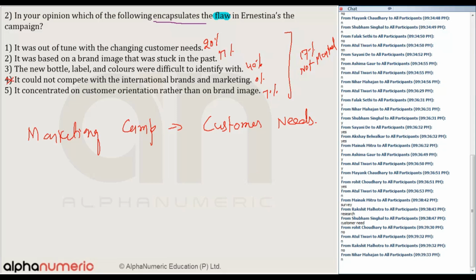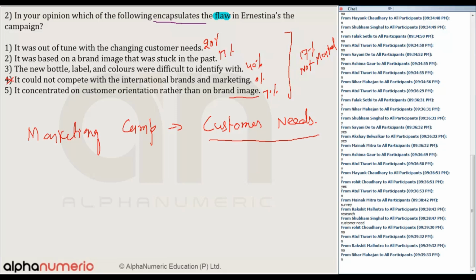Okay, if you look here, the campaign does not, like I said, focus on customer needs; had it been, it probably would have been successful. It says that it concentrates on the customer orientation. No, rather than on the brand image, it actually concentrated on the brand image.